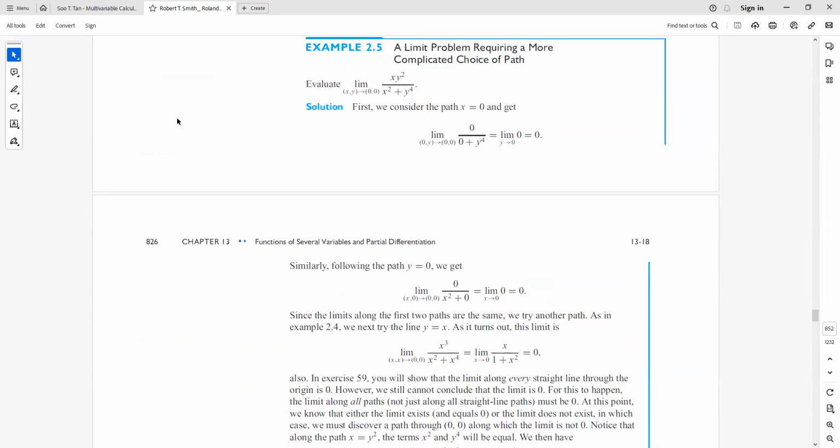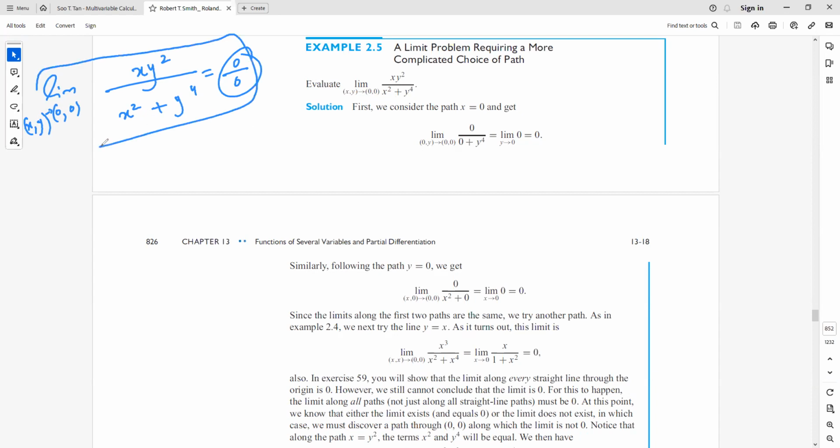Now see here. We have a function that is xy squared over x squared plus y power 4, and again the limit as (x, y) goes to (0, 0). Now if we apply (0, 0), we are going to get the indeterminate form. So again, it's not sufficient to give us a result, then we have to check from different paths.